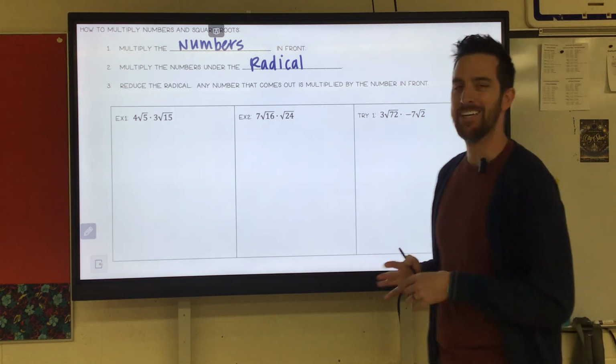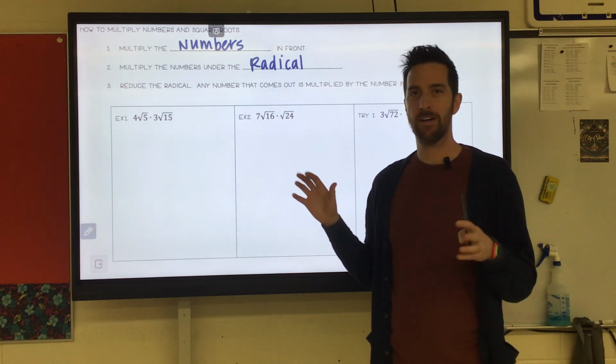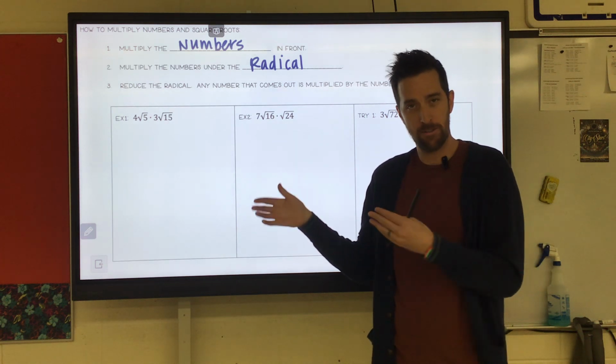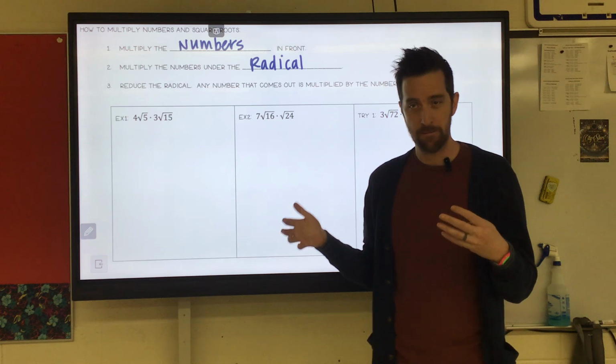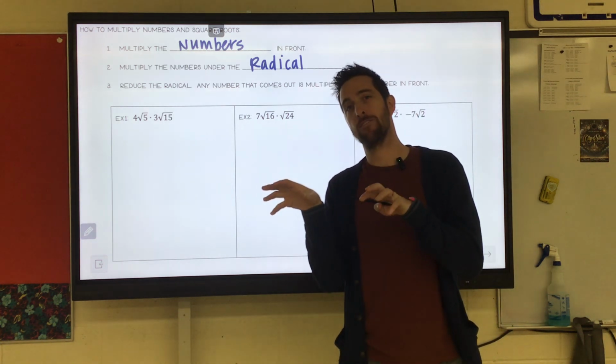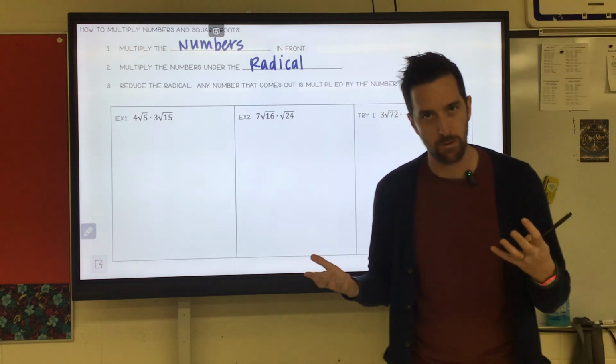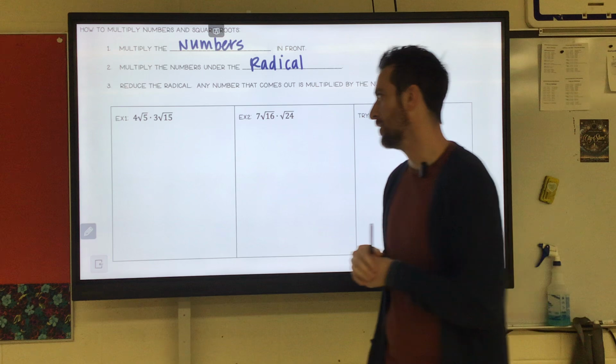So multiplying, easy. You can multiply these no problem. The numbers outside the radical, just multiply them. Numbers inside the radical, multiply them. But you can only do the inside radicals with inside radicals, outside the radicals with outside the radicals. And then you want to make sure you break down any perfect squares that might be left inside those radicals.